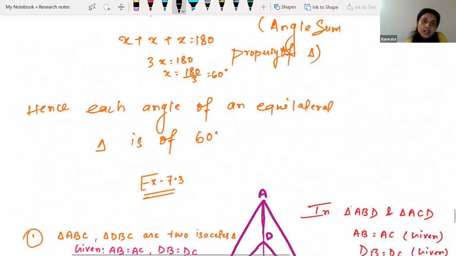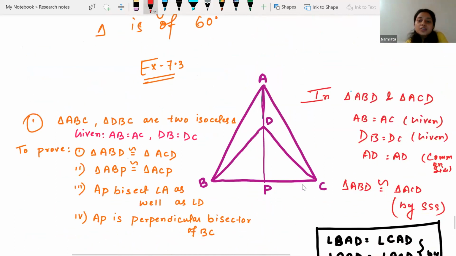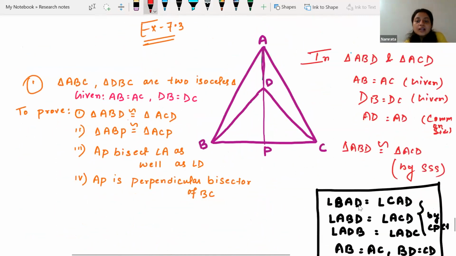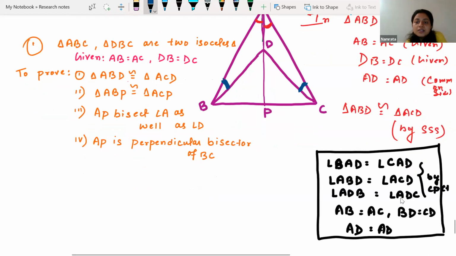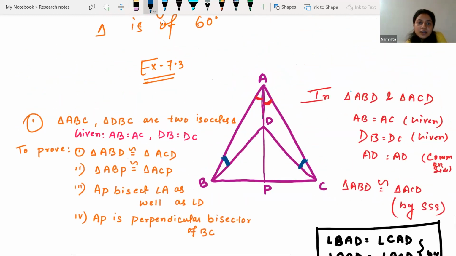So let me mark down everything properly so that we will not get confused. Angle BAD, angle CAD. This angle and this angle are the same. That's what we have written by CPCT. What else have I written by CPCT? I have written that angle ABD is equal to ACD. ABD, the blue one, is equal to this blue one, ACD. And what else? Angle ADB is equal to ADC.